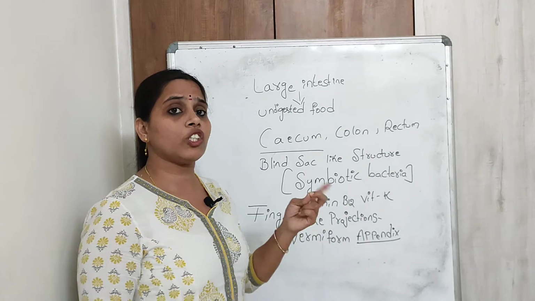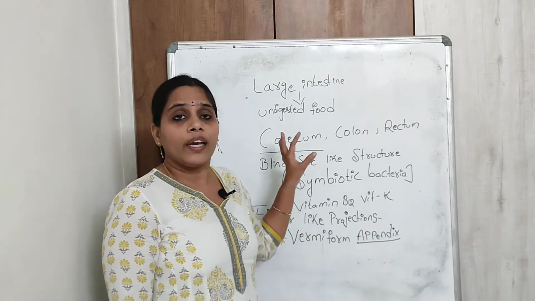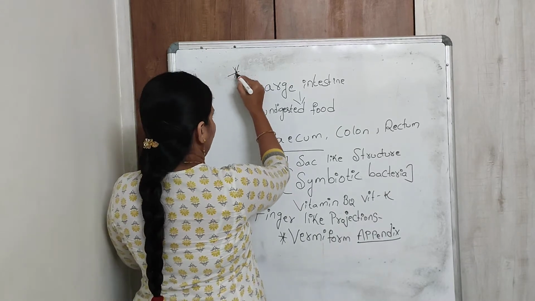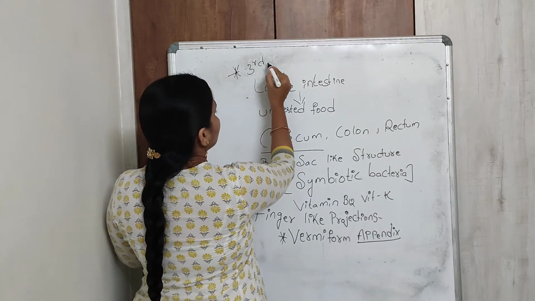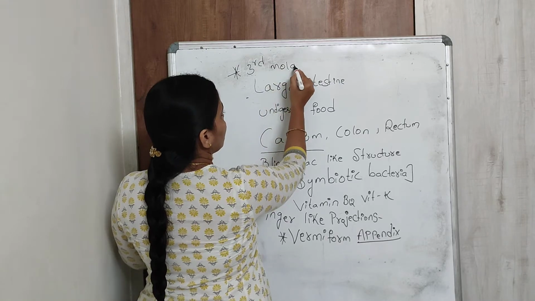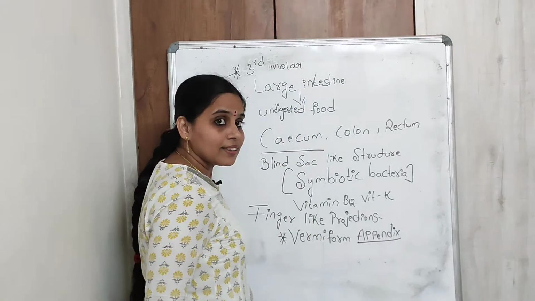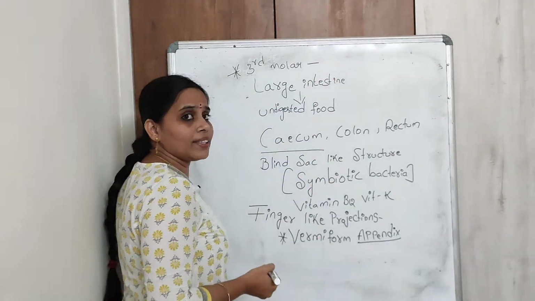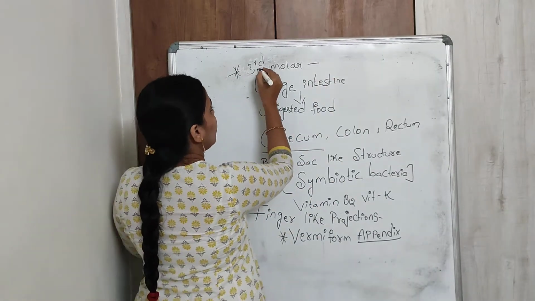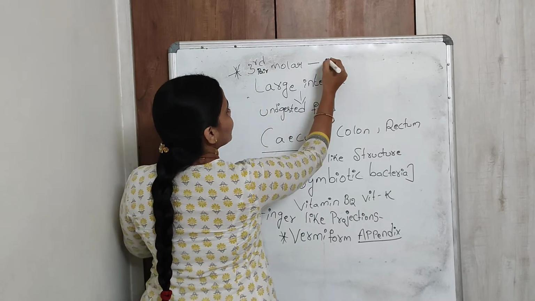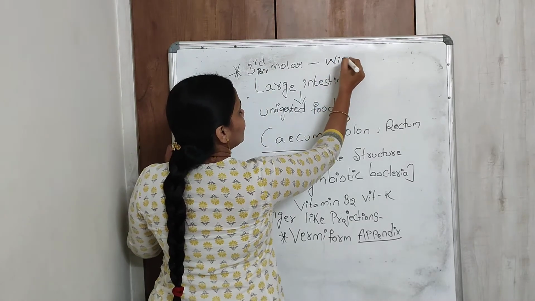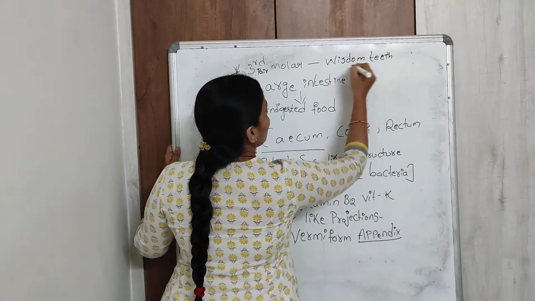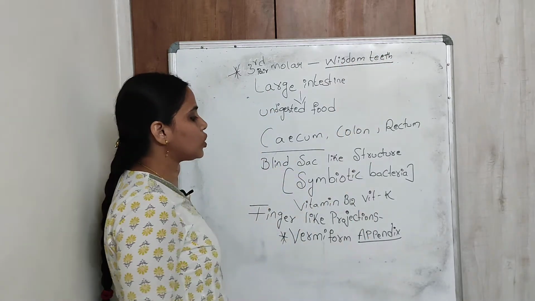And one more vestigial organ also came in the digestive system only. That is, remember children, the third molar. Yes, the third molar. Premolars and molars, the third pair of molar is known as wisdom teeth. These teeth also do not have any function, children. These are also considered to be vestigial organs.